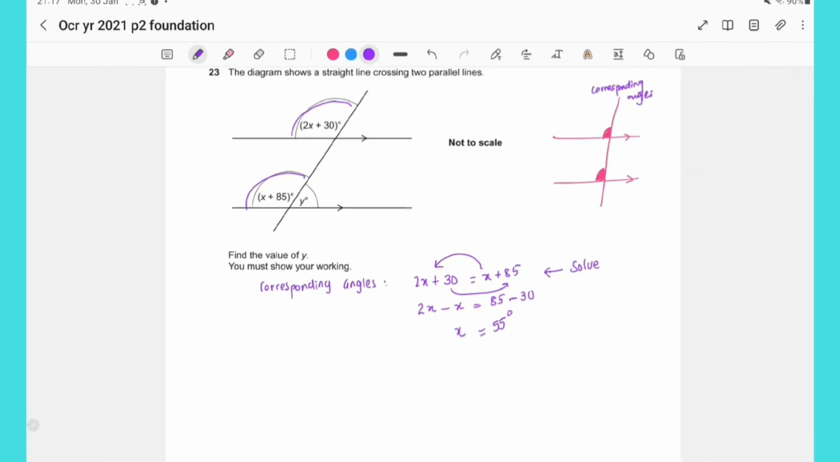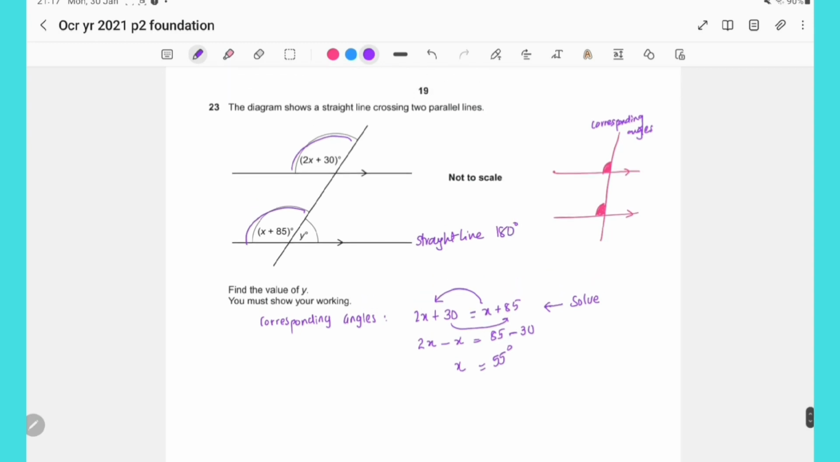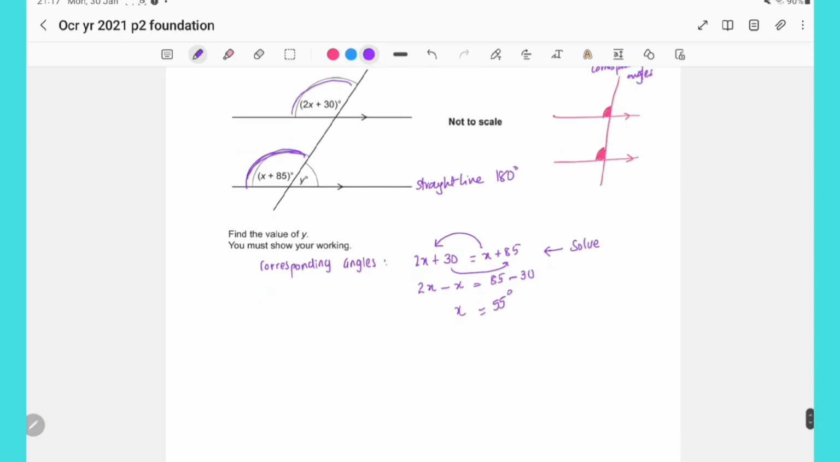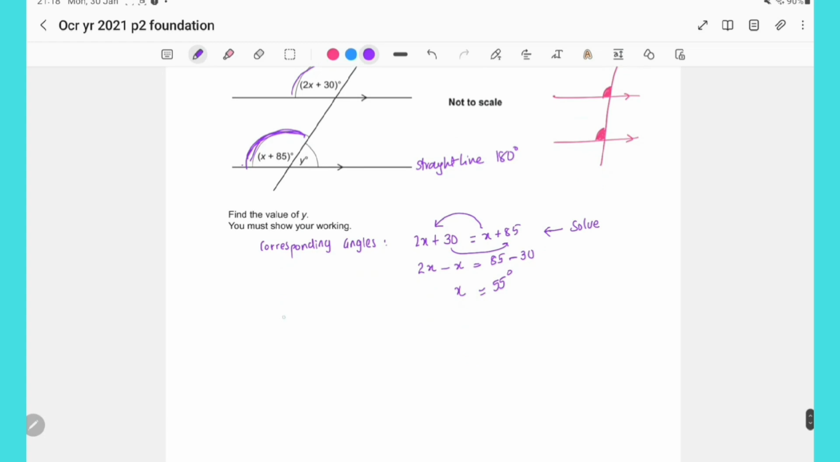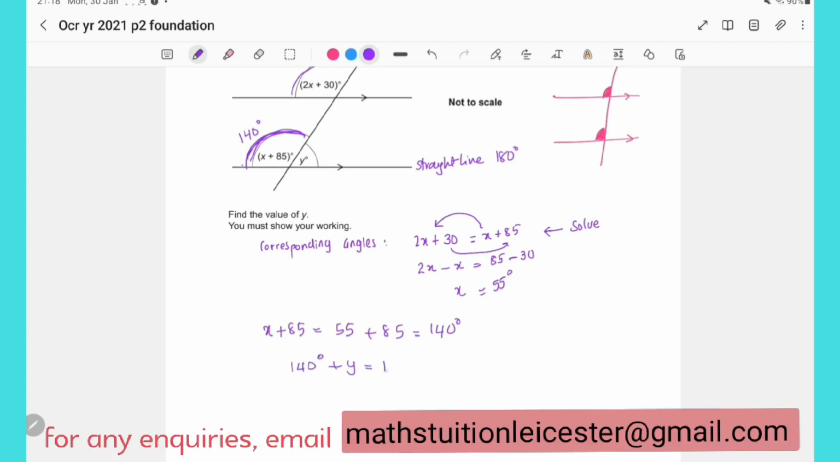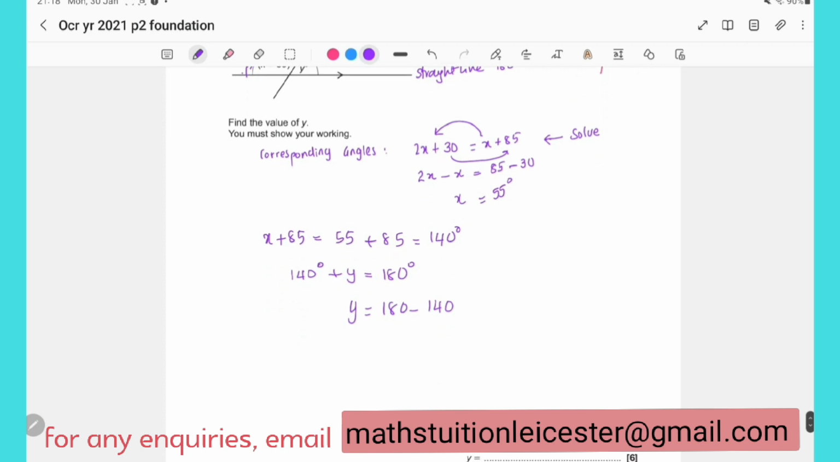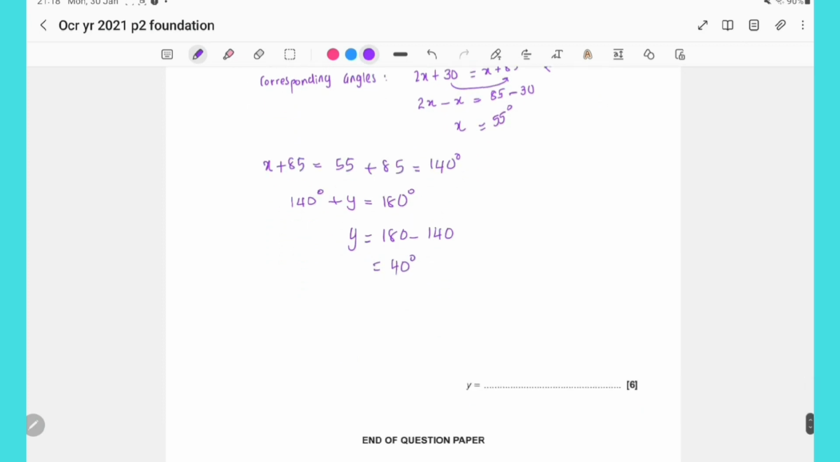To be able to find y, I know this first parallel line is a straight line over here. So since it is a straight line, the total angle will be 180 degrees. If I know this purple angle over here, I will be able to find y by taking it away from 180. So my x plus 85 is 55 added to 85, which is 140 degrees, which means this part is 140 degrees. So I know my 140 degrees added to my y is 180. So my y would be 180 minus 140, and that would give me 40 degrees for my y.